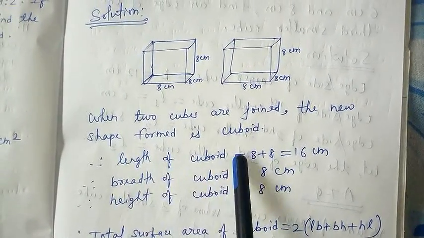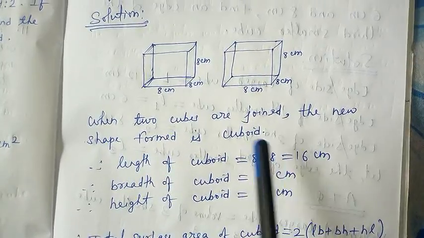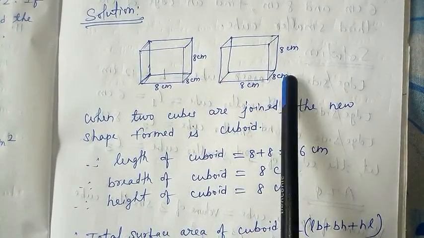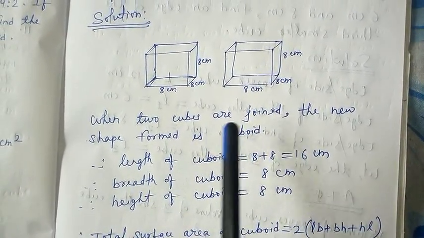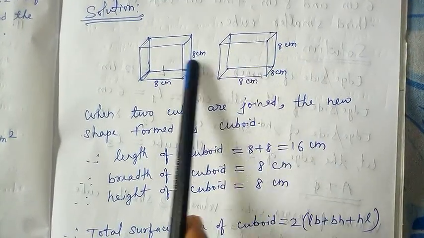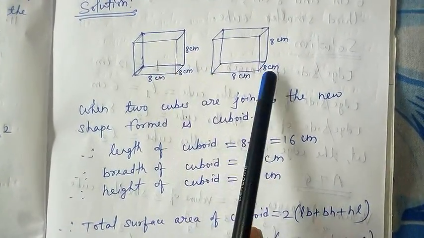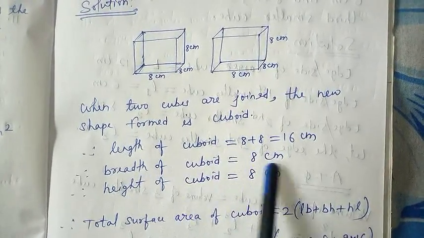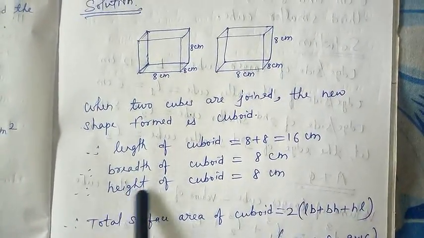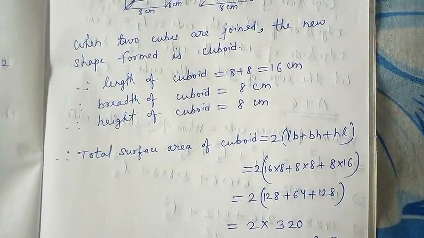And the length of the cuboid will be 8 plus 8, because 8 from here, 8 from here, overall 16 centimeter. But the breadth will be the same, because after joining also the breadth will be seen here, and this breadth will come in the middle, so you can see 8 only. So breadth will be 8 and height also will be 8. So only length will change.